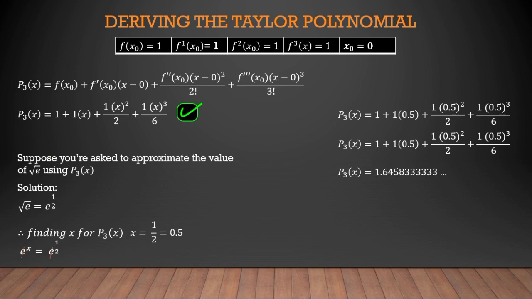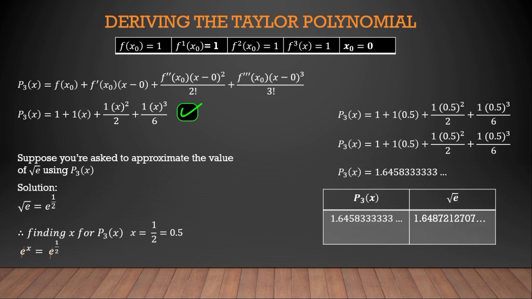And we say the square root of e is equal to 1.64721270, and so on and so forth. So we see that this value is very, very close to the actual value of the square root of Euler's number. So we can see that Taylor's polynomial is used for approximating values at a certain point. So now let's look for the remainder term, right?